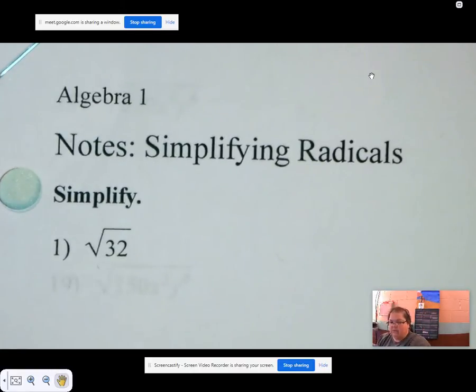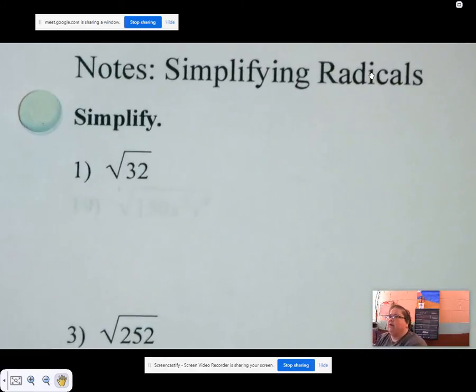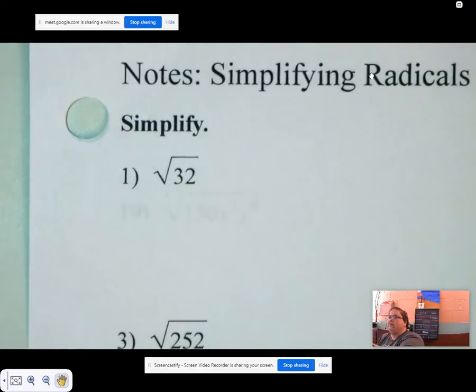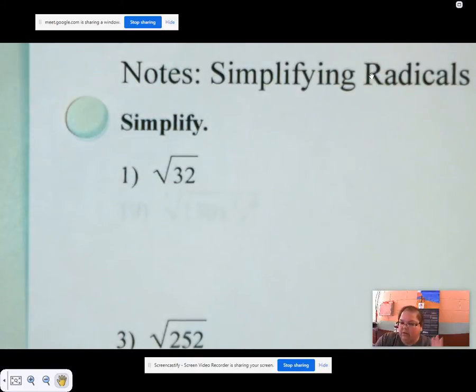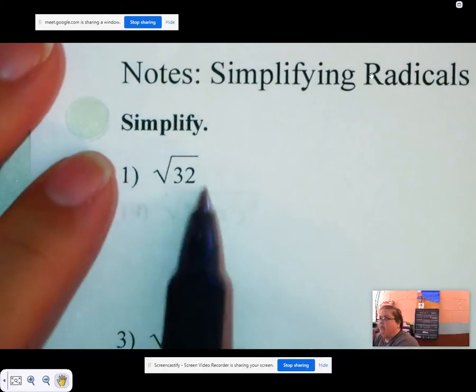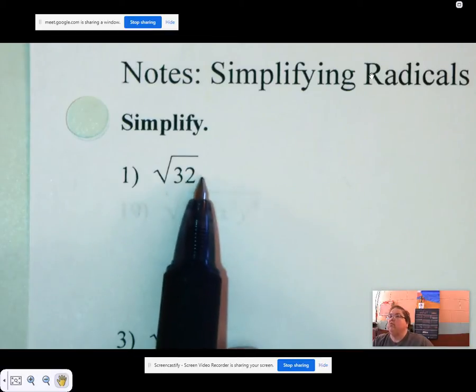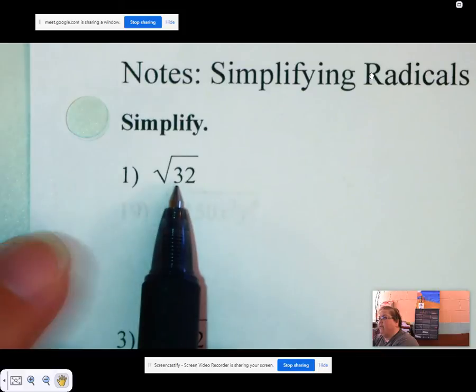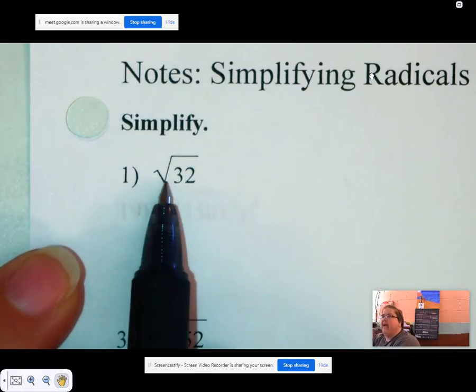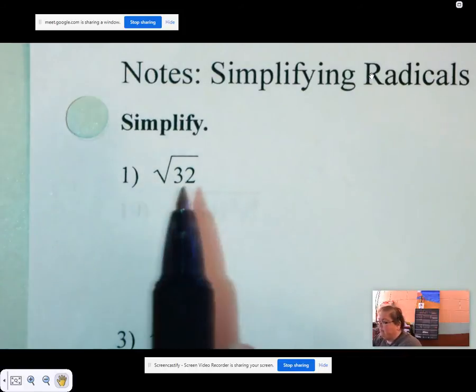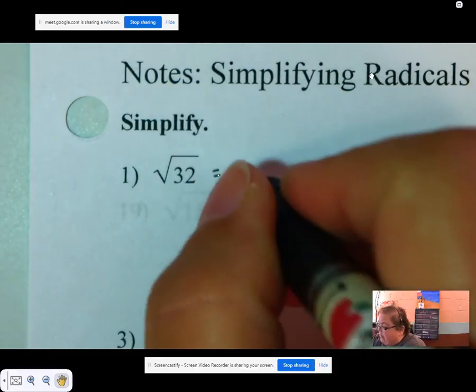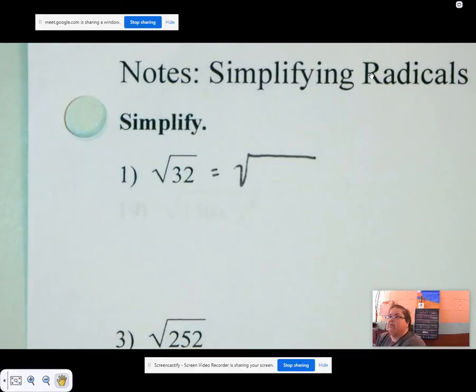Okie doke. Simplifying radicals. Look at number one. What we're looking to do is, what I refer to as, to be able to find perfect roots. And once we find them, we take the root of them, and they are placed on the outside of the radical.